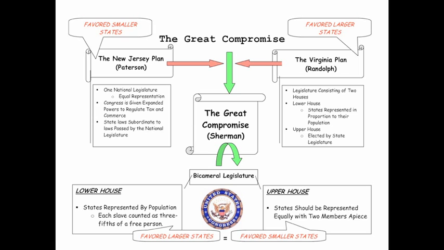The Great Compromise called for a bicameral legislature. The lower house, states represented by population. Each slave counted as 3/5 of a person. This favored the larger states. The upper house, states should be represented equally with 2 members apiece. This favored the smaller states.